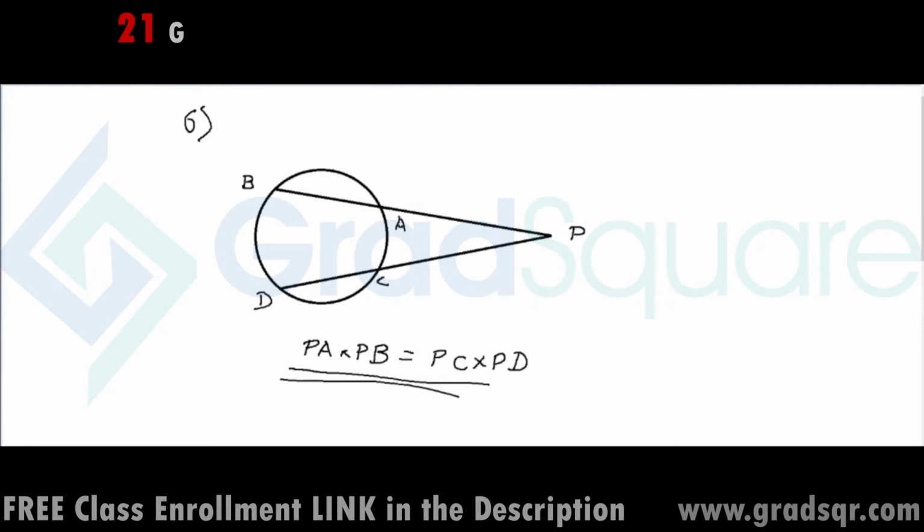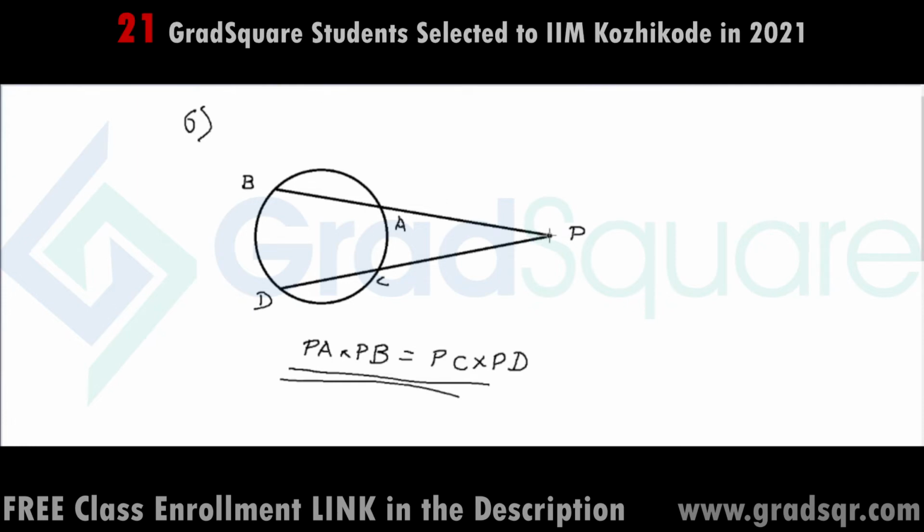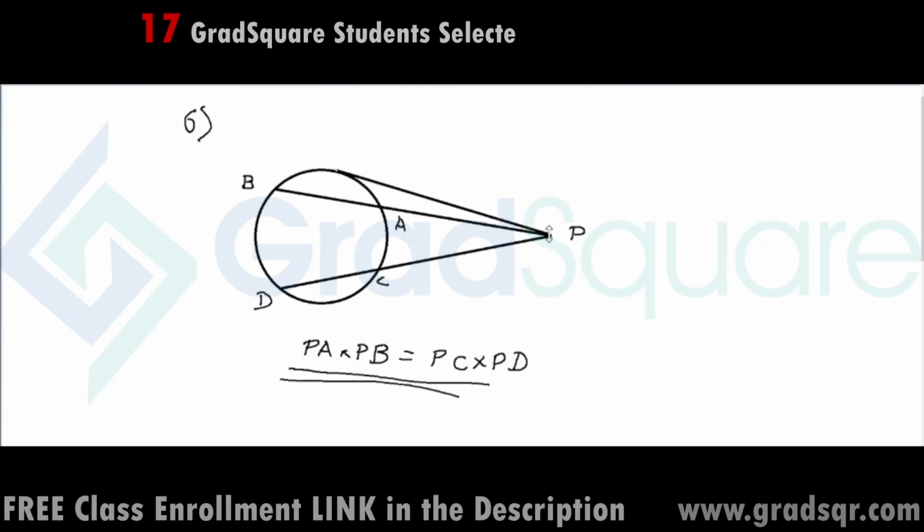And there is, of course, one corollary to this theorem. For that, suppose from this point P, I draw a tangent to the circle, and let me call the point of contact of this tangent Q.